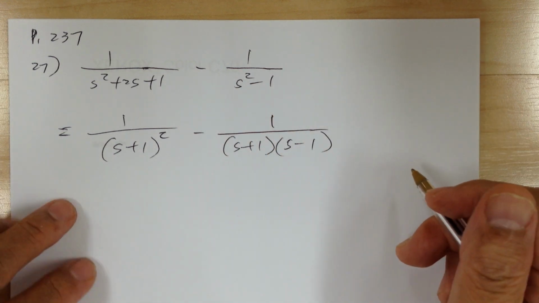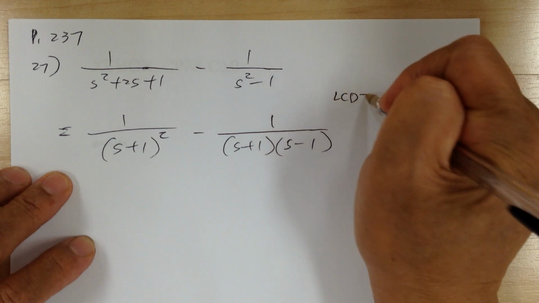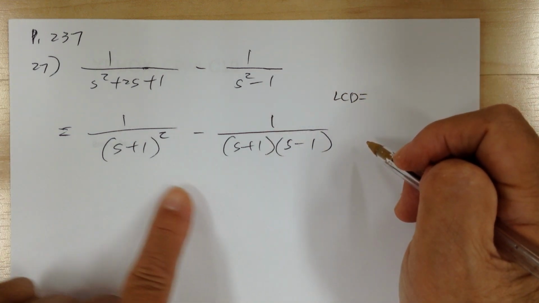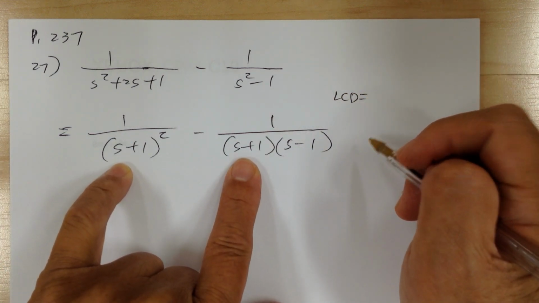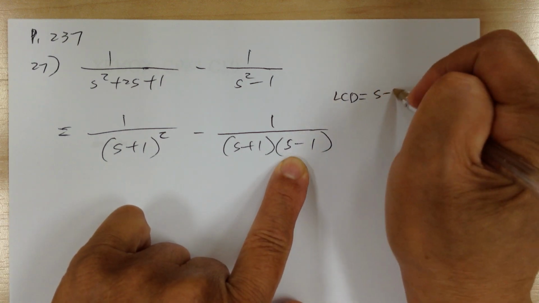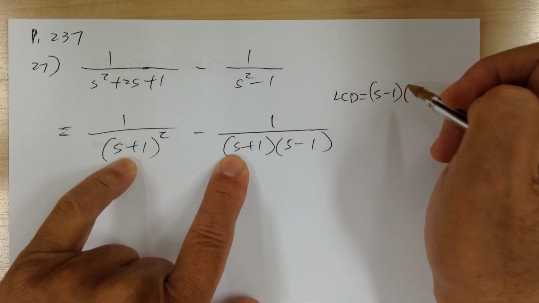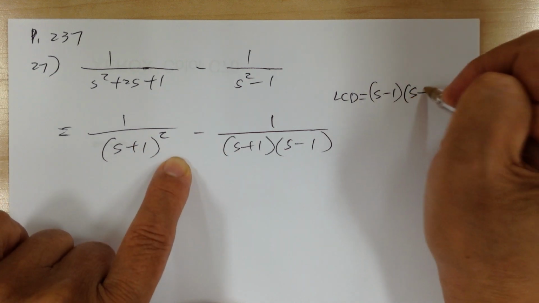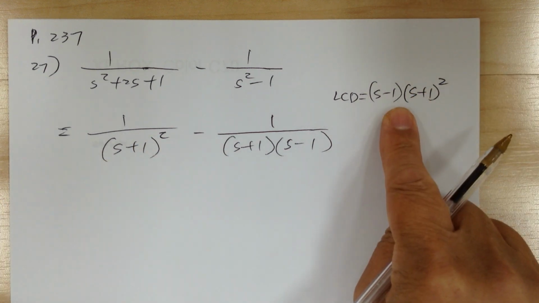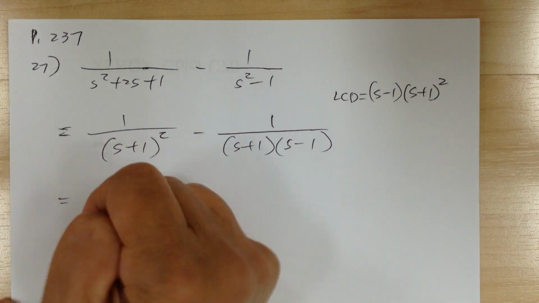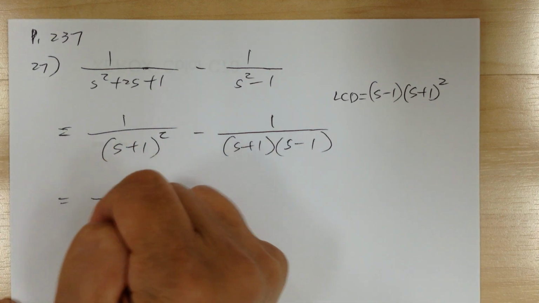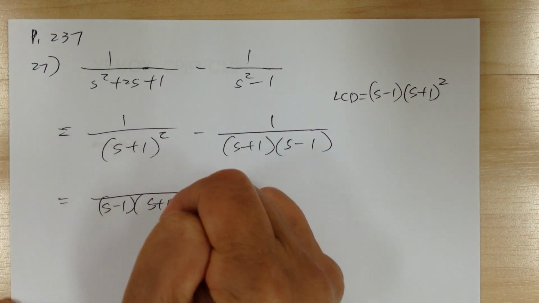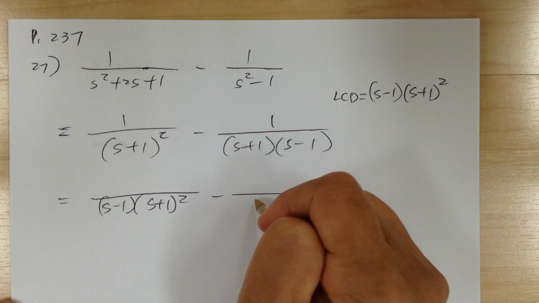Now we can figure out the LCD. This one you're going to have an s plus 1, and then the s minus 1. And this one you have the same thing. When you have the same, you take the one with the higher exponent. So that's your LCD. Now step 2, let's get the LCD on the bottom. Don't worry about what's on the top yet.